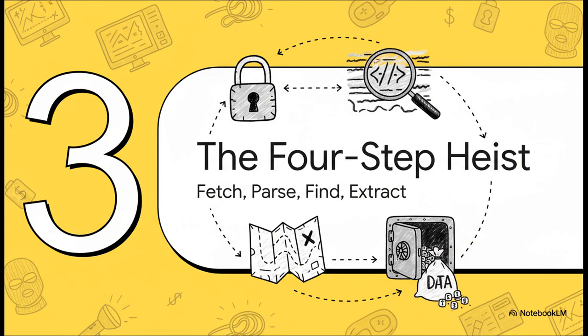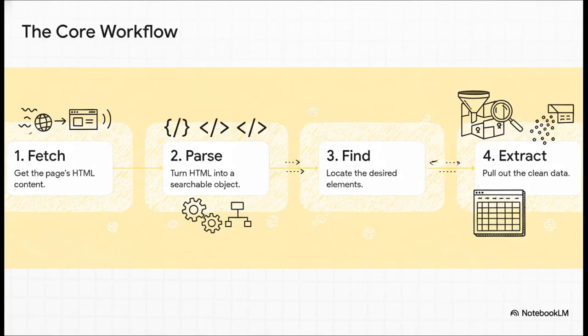So how does this actually work in practice? Well, it's a super simple, repeatable four-step process. I like to think of it as a little data heist. You fetch, you parse, you find, and you extract. Yep, these four steps are the heart and soul of pretty much any web scraping project you'll ever do. Once you get this flow down, you can apply it to almost any website out there. So let's break them down one by one.